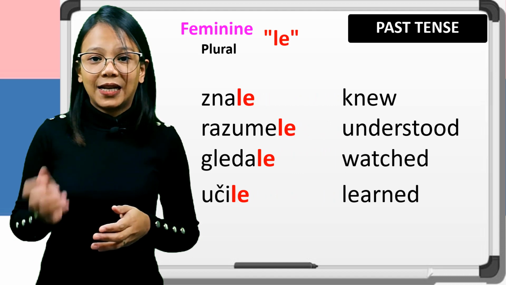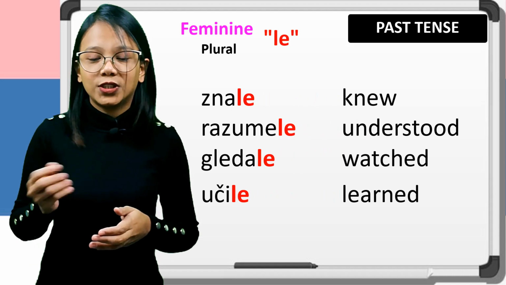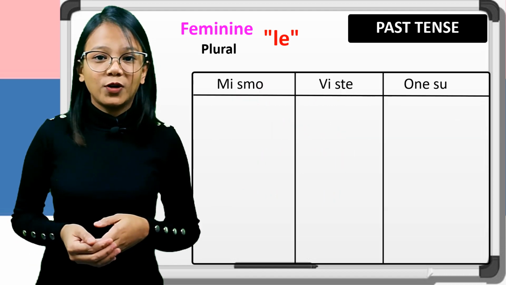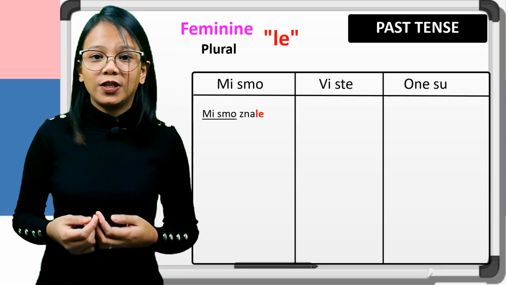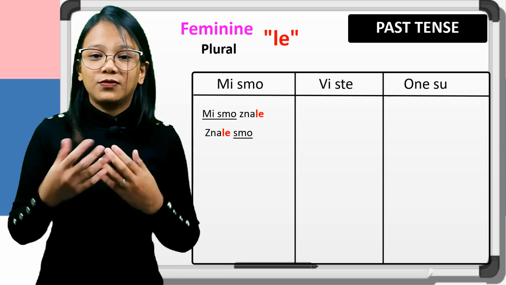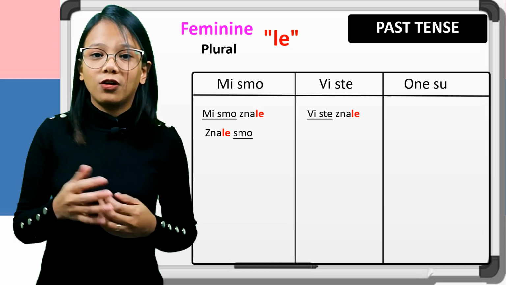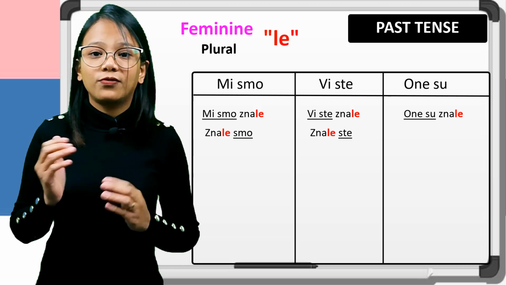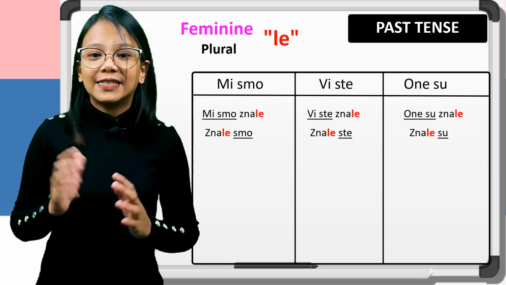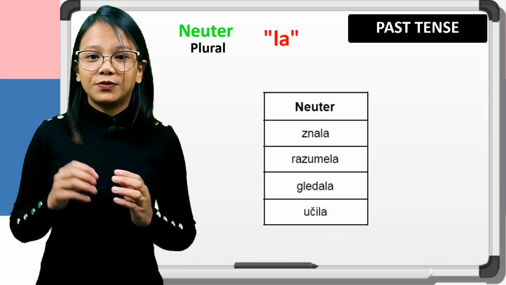For feminine plural, just remove ti and add le. Znale, razumele, gledale, učile. Let's add personal pronouns and auxiliary verb. Mi smo znale, we knew, if we are all female. Vi ste znale, if all of you are female. Oni su znale, if they are all females. Short version, znale su. For neuter, remove ti and add la. So that is for the Serbian common verb rules.